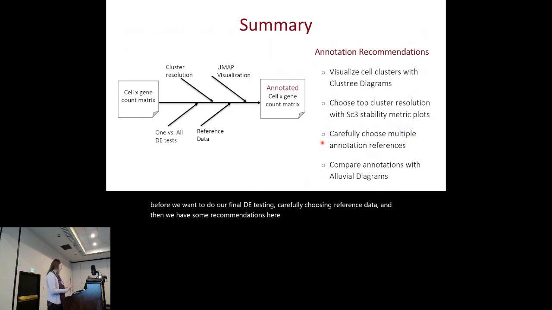So for reference-free methods, the two main recommendations are to try to visualize cell clusters with cluster diagrams and choosing the top cluster resolution with SC3 stability metric plots. For reference-based annotations, you want to carefully choose multiple annotation references. Don't just choose one because it might not be the one that best matches your data. And using alluvial diagrams to compare annotations is really useful.